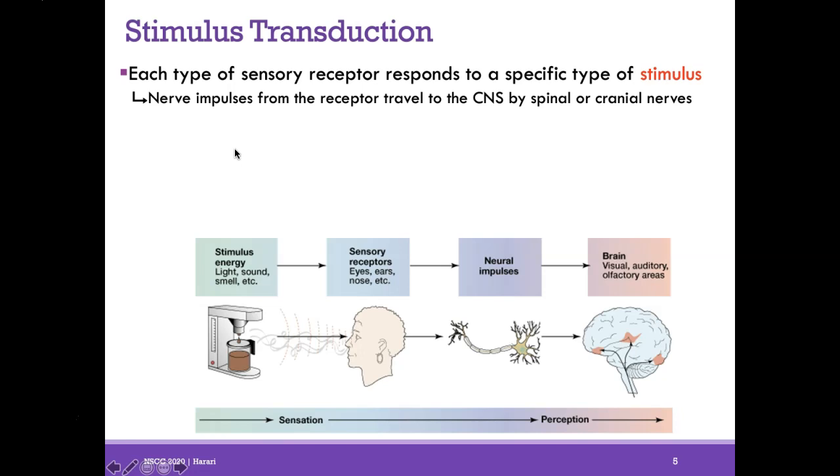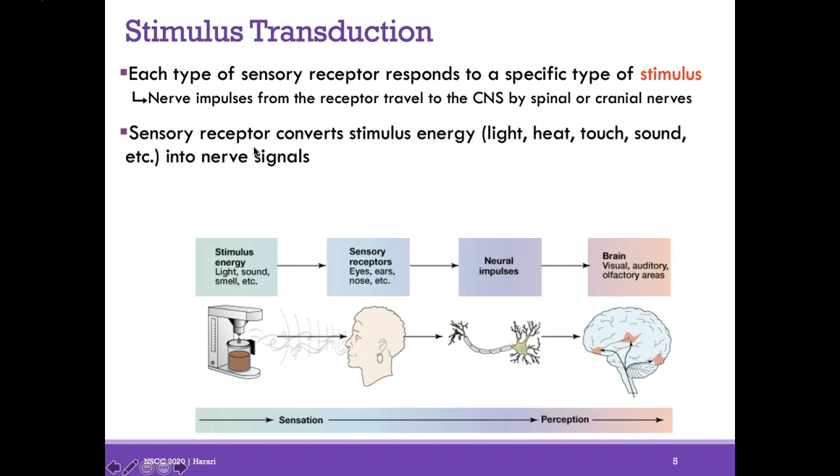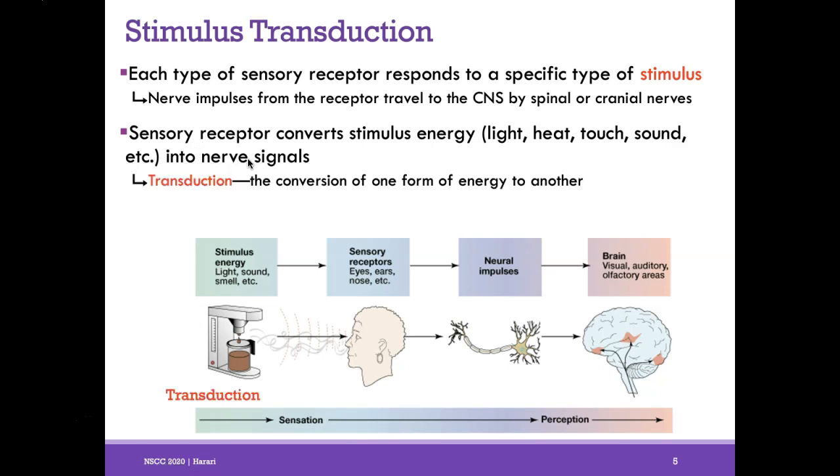So the first part is where the sensory receptor converts the stimulus energy into nerve signals. So the stimulus can be, let's say, a pattern of light. It can be heat. It could be sound waves. Those are stimuli, right? So it could be a sound or a smell. That's a stimulus. And that can activate a sensory receptor. And that sensory receptor will convert the stimulus energy into nerve signals. That process is called transduction. That whole process is called transduction.